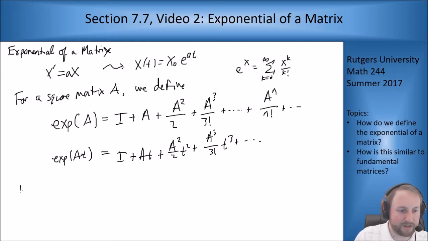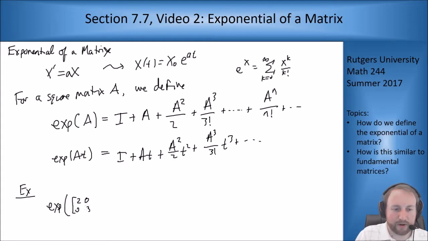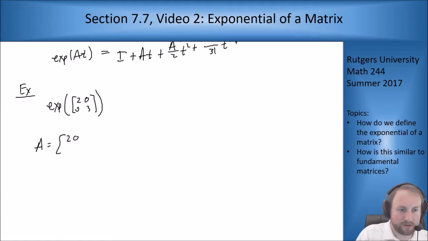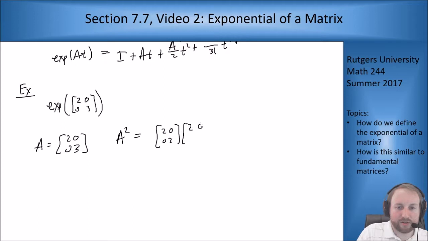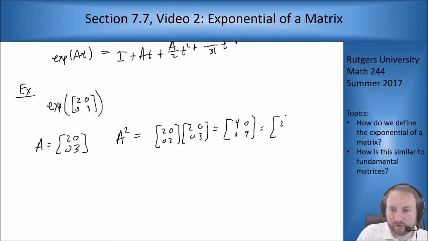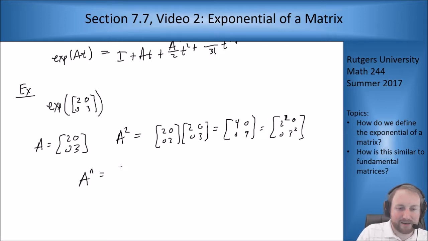So let's do an example real quick. What is the exponential of the matrix 2, 0, 0, 3? Well, let's look at powers of this matrix and see what we get. A equals 2, 0, 0, 3. What is A squared? Well, A squared is going to be 2, 0, 0, 3 times 2, 0, 0, 3, which multiplies out to 4, 0, 0, 9, which is 2 squared, 0, 0, 3 squared. And if you keep doing this, you'll see that A to the n is going to be 2 to the n, 0, 0, 3 to the n.